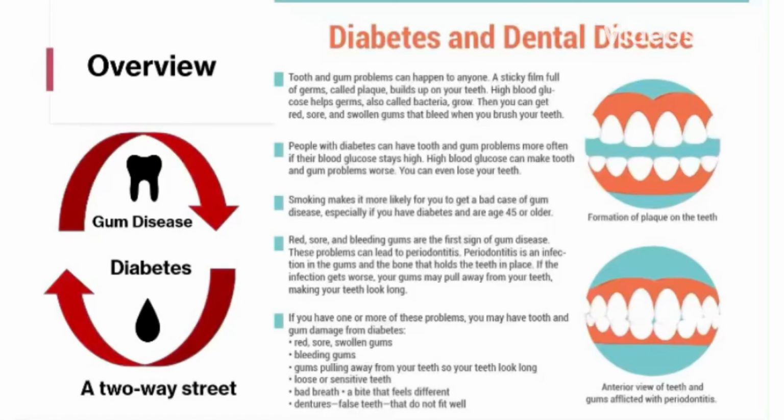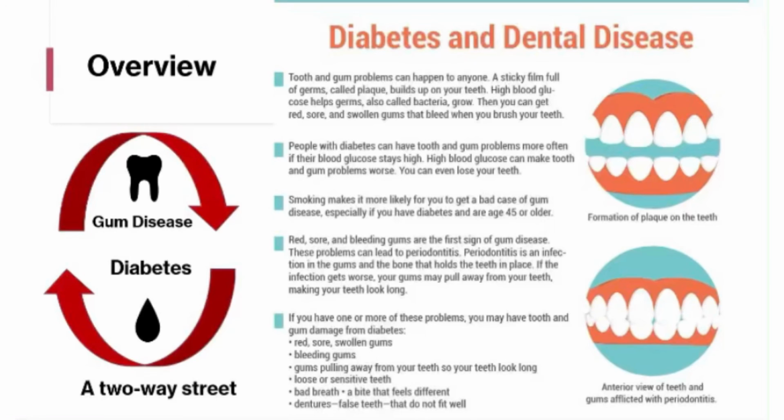Diabetes and dental disease. So tooth and gum problems can happen to anyone. A sticky film full of germs called plaque builds up on the teeth. High blood glucose helps germs and bacteria grow in the mouth. As a result, you can experience red, sore, and swollen gums that bleed when you brush your teeth. People with diabetes can have tooth and gum problems more often if their blood glucose stays high. High blood glucose can make the tooth and gum problems worse. You can even lose your teeth.